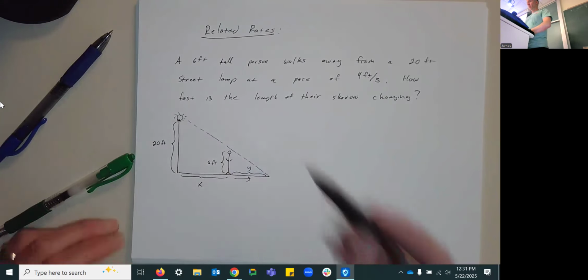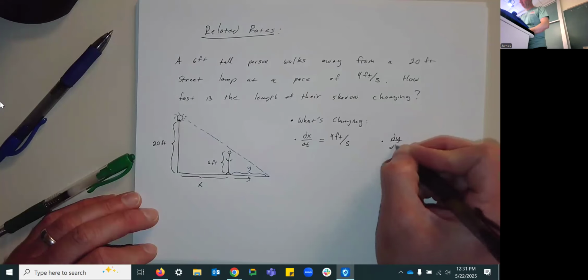So after we've drawn our picture, then we usually like to write down what are the things that are changing, and how is it changing? So we know x is increasing. We know that the rate of change of x, dx/dt, is equal to how fast the person is walking, right? We're moving 4 feet every second. So x is increasing at a rate of 4 feet per second. And then we want to know how fast the length of the shadow is increasing.